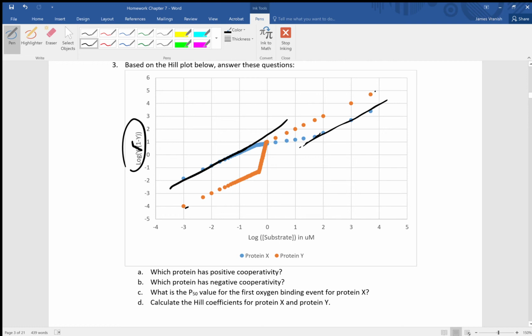Again, the P50 value, the P50 is essentially the KD for hemoglobin.